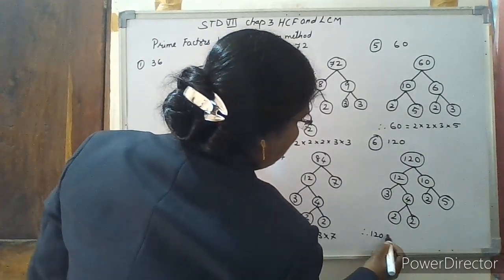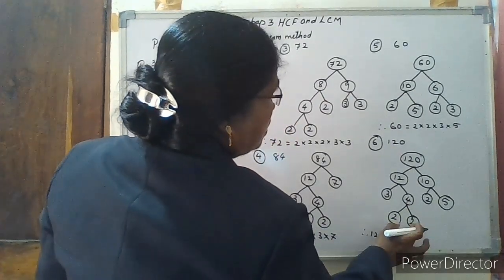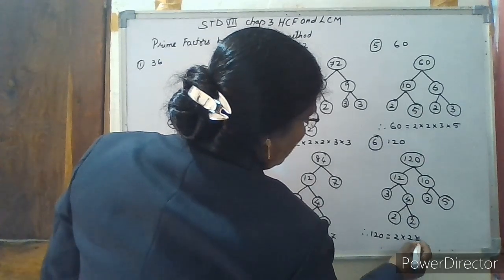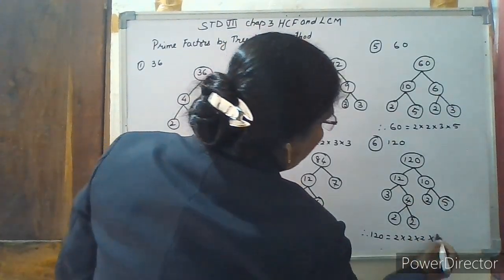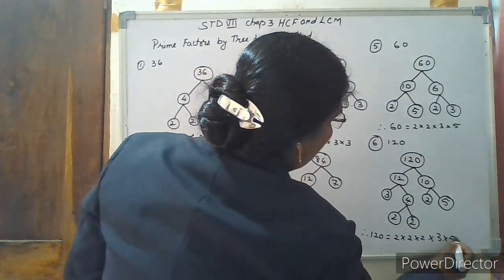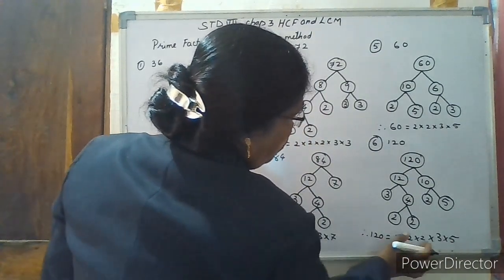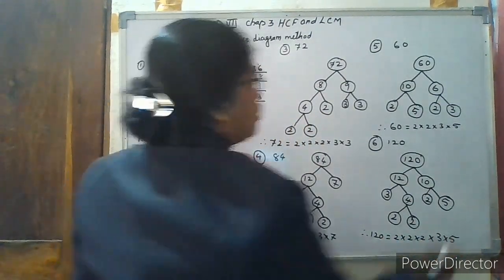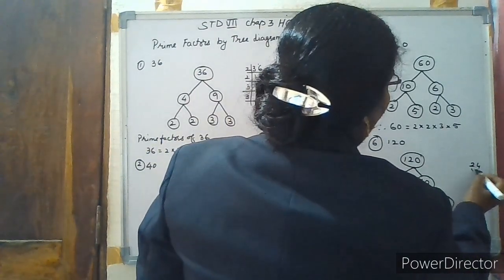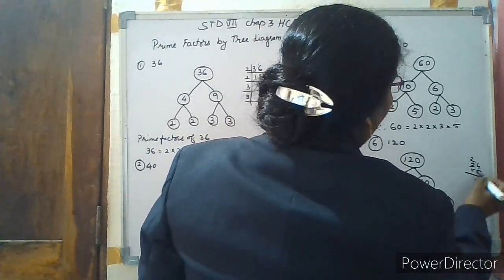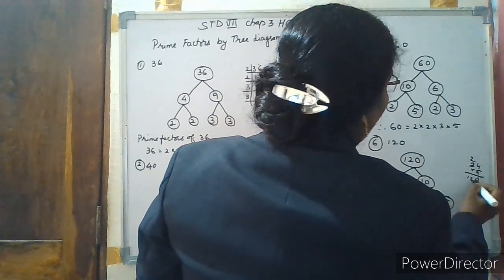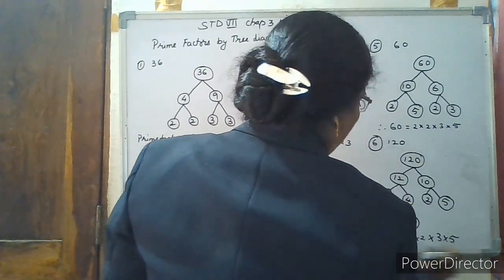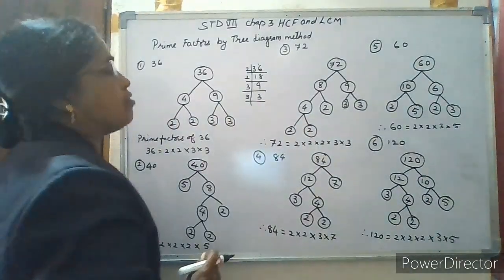Therefore 120 is equal to, write in ascending order, three times 2 we got: 2 into 2 into 2, then this 3, and then last comes 5. So 2 fours are 8, 8 threes are 24. 24 into 5: 5 fours are 20, carry 2, 5 twos are 10, 11, 12. We will get 120. If you multiply all these numbers, we should get this as the answer.